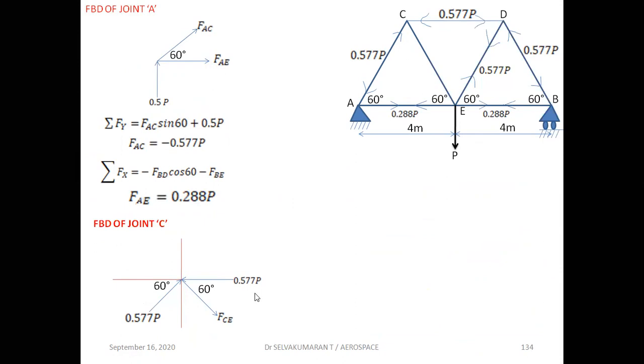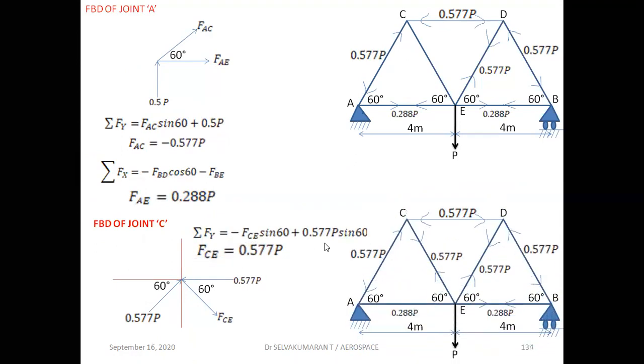And for joint C, draw the free body diagram. Find the force FCE. Resolve it, and you can see here FCE is nothing but tension, away from the joint. So we have calculated the member forces in all the members of the given truss.